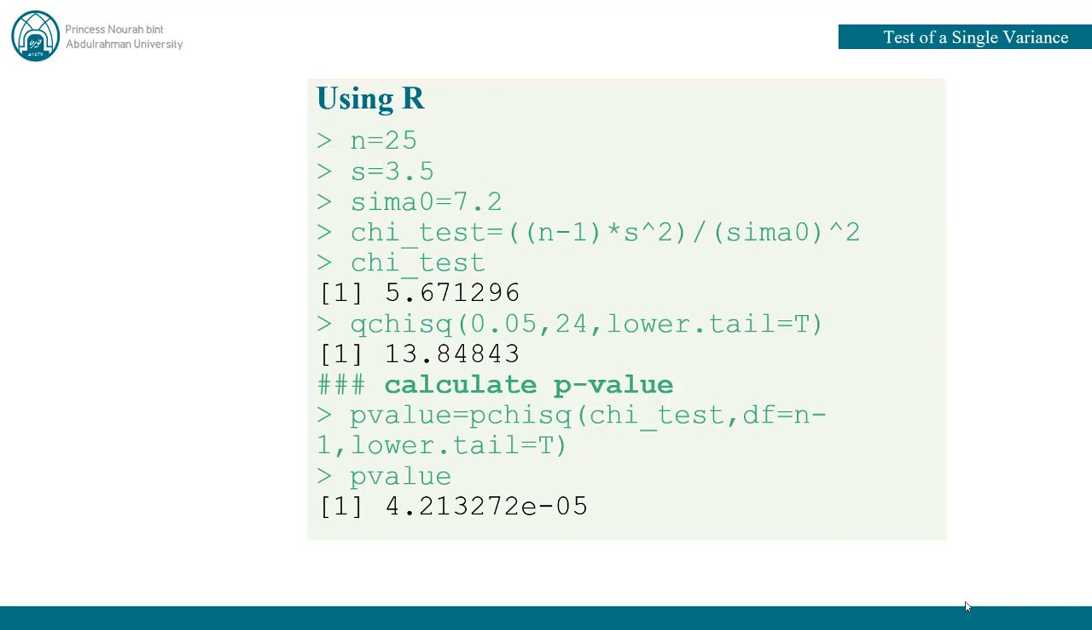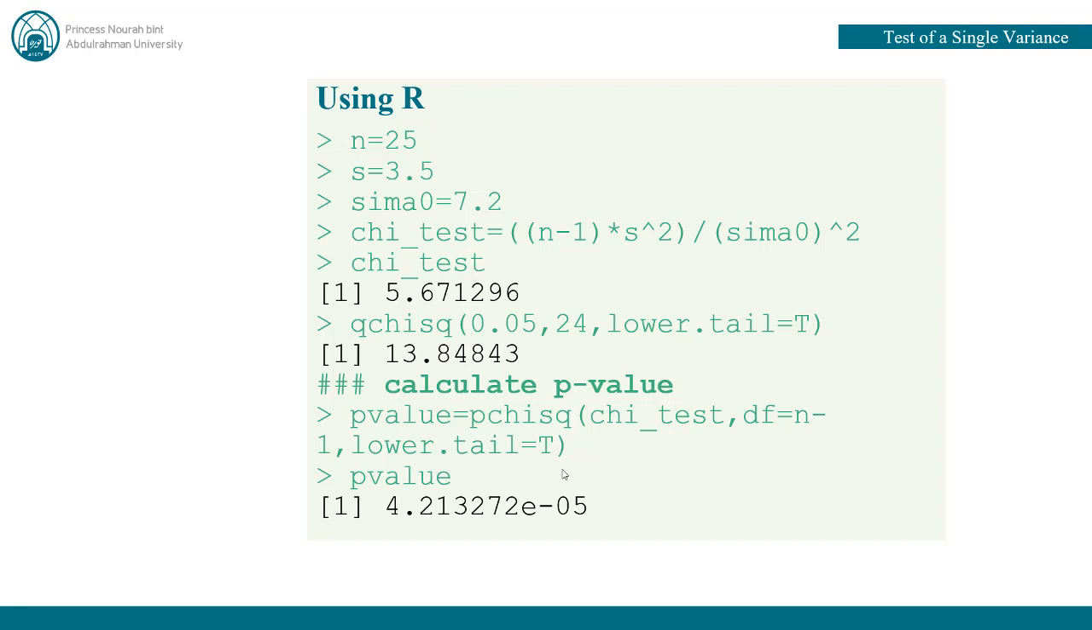In this line, we use the chi-square formula and enter it into the R program the same way as written on paper. So we have n minus 1 times s square divided by sigma square. Then we run it in the program and it gives us this number.